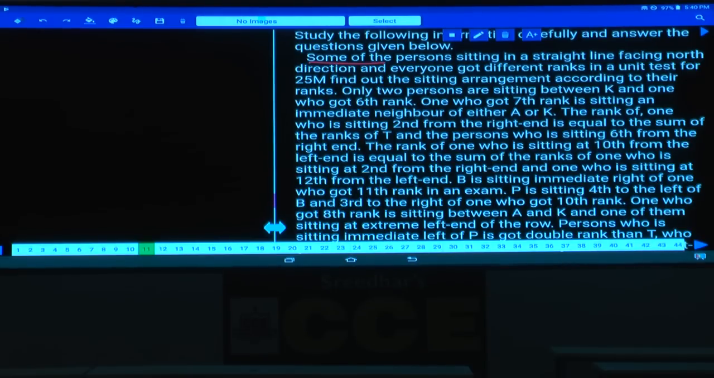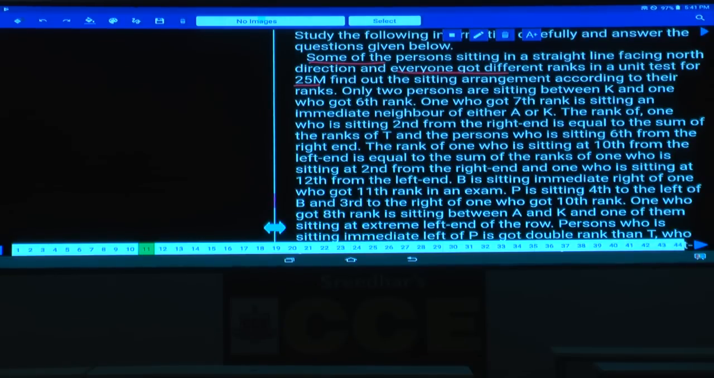Now this is the first time we have introduced the person as well as a parameter, hence we have given this one for 5 marks. Some persons are seated in a straight line facing north, and everyone got different ranks in a unit test for 25 marks. Since each person got a different rank, maximum how many persons could be in this classroom? 25 persons. The number of persons in that row cannot be more than 25. Can you finalize this one or not? The next one: find out the seating arrangement according to the ranks.